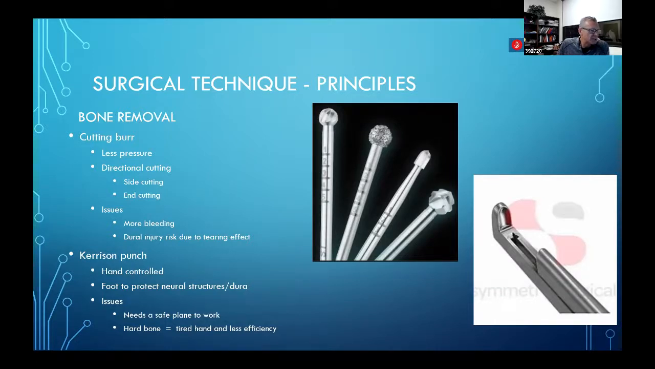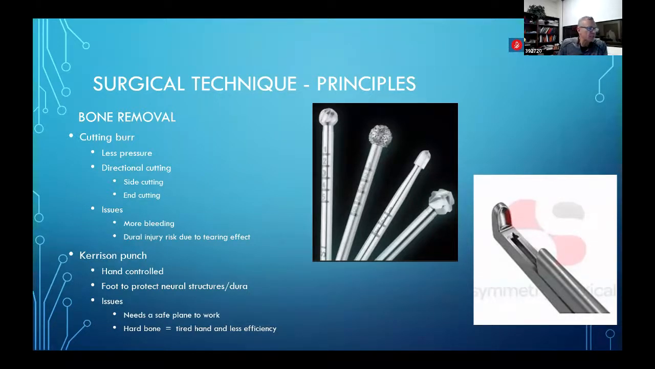It can be directional. So the neurotip, which is the third within that field, one's a coarse diamond burr there, but the neuro precision tip is essentially a side cutting burr. So basically you can use these cutting burrs to be directional as well. But the issue with the cutting burr as opposed to a diamond burr is that you're going to get more bleeding.